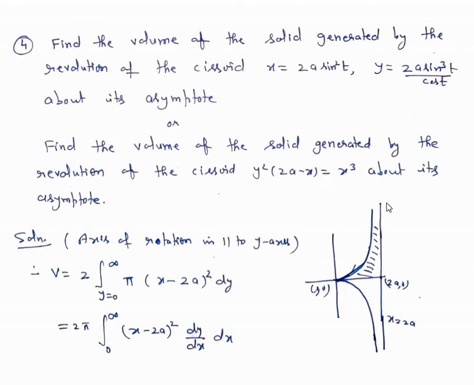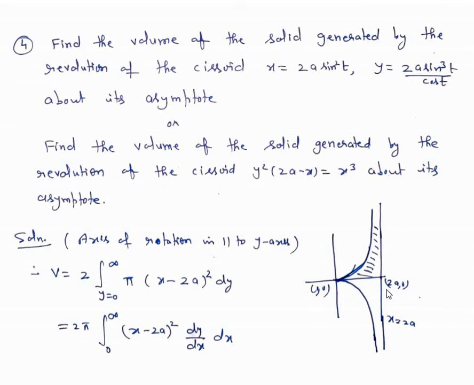y² is x³ upon 2a − x, so if x is negative, y² becomes negative, and if x is greater than 2a, then also y² becomes negative. Therefore the curve does not exist when x is less than 0 or x is greater than 2a. If we look at the lowest degree term equal to 0, we get y² = 0, that means y = 0, 0. That means the origin is a cusp because the tangents are identical. So if you draw this curve, the shape of the curve is like this. Now we have to find the volume when this portion is revolved about this asymptote.